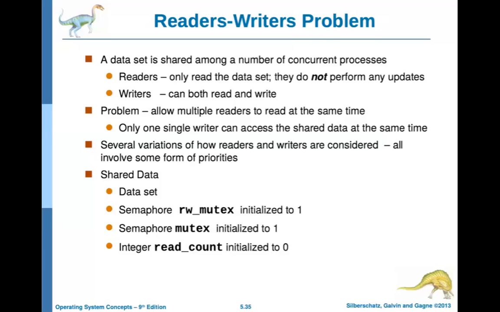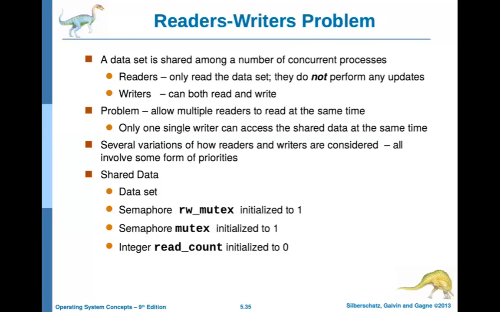Now, the reader-writer problem is to allow multiple readers to read at the same time. But when it is the turn of a writer, only a single writer can write the shared data at a time. So mutually exclusive access should be given to the writers, whereas we should allow multiple readers. There are many variations available as a solution for the reader-writer problem. One such solution is mentioned here.